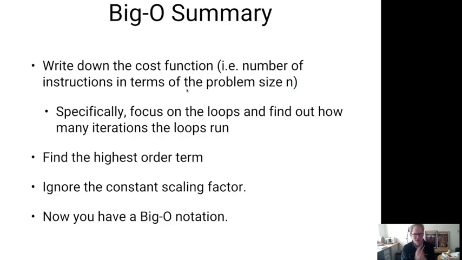Okay, so just as a summary: look at your algorithm and write down the cost function. You're going to be really focusing on the loops. This is really where all of this comes out, especially at the beginning with the kind of algorithms that we're going to be looking at; we're looking at loops mostly. You want to find the highest order term, ignore all the scaling factors, and now you have big O notation. So you're well on your way.